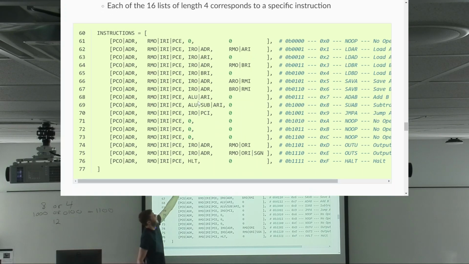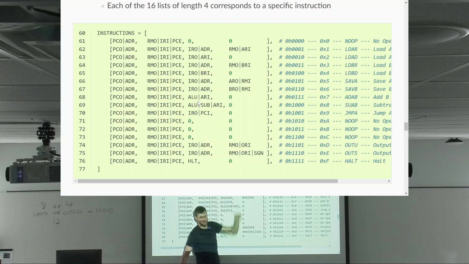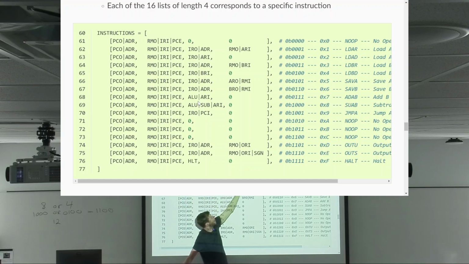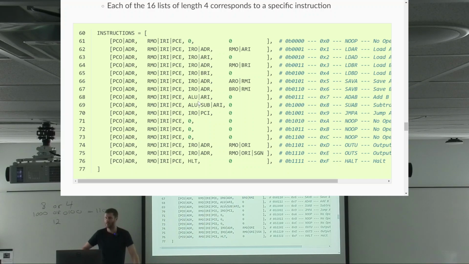Program counter out, address in, RAM out, instruction register in, program counter enable. And then it's no op, nothing, nothing. And so I've got a label over there for no op. Load A from RAM: fetch, instruction register out, address in, RAM out, A in. That's how we're going to generate every single bit pattern.